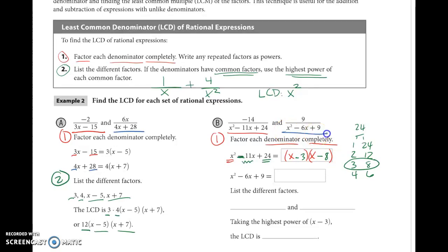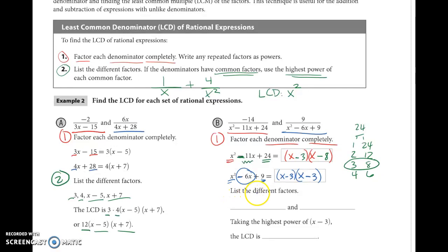For our second denominator here, I do not have any common factors. And so I ask myself again, what multiplies to x squared, x and x, and what multiplies to 9 but adds to 6? And I think 3 and 3. But since it has to be a negative 6, I know that both of these have to be negative.